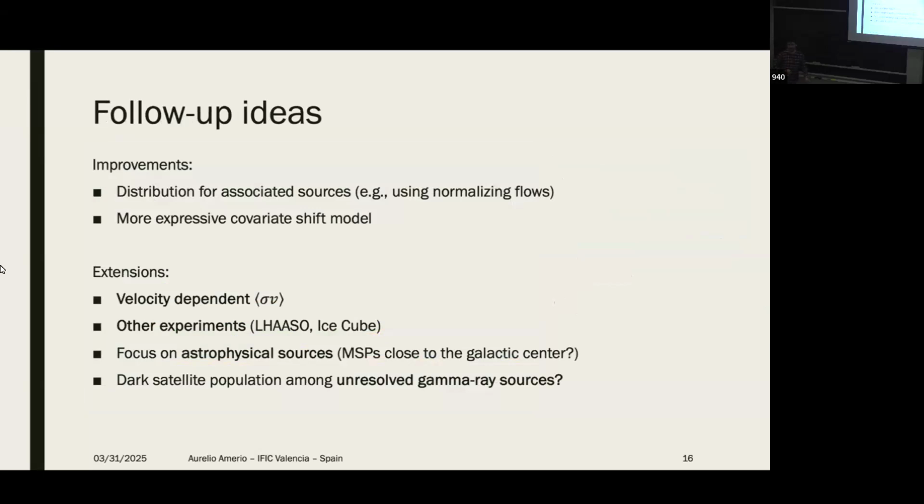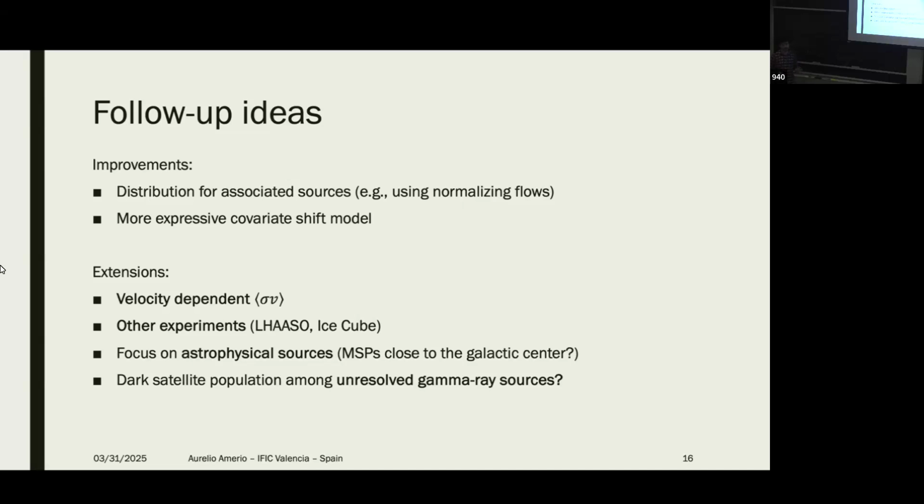So to conclude, I just wanted to share some follow-up ideas. First of all, this was a pilot work. There are a lot of things that we can improve on. First of all, we should write a better distribution for the associated sources. The better this distribution is, the more solid our results will be. We could, for example, use normalizing flows instead of a KDE. And also we should make the covariate shift model more expressive, because right now it is constraining the region of the parameter space where we can apply our analysis. We are using only about 400 sources out of the 2000 that we have, so there is still room for improvement to gain sensitivity.